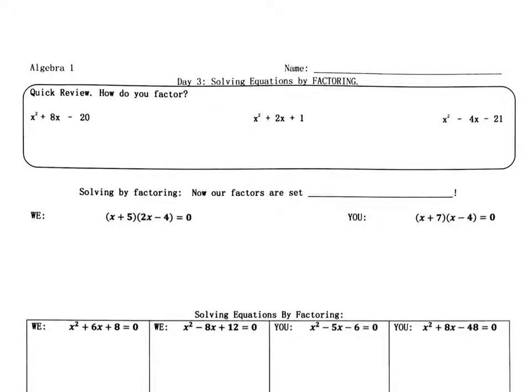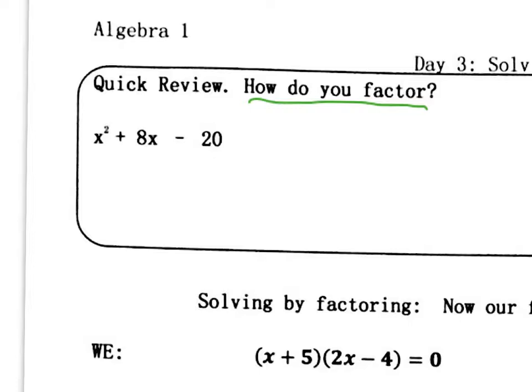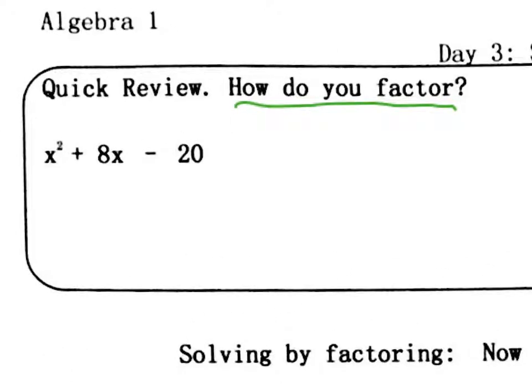All right, day three. Hopefully you've learned something about the quadratic formula. Now, let's just talk about factoring real quick, because maybe that will be easier for some of you. Remember, if you're talking about factoring, you need numbers that multiply to the last number, but add to the middle. So we're looking for numbers that multiply to negative 20, all right?